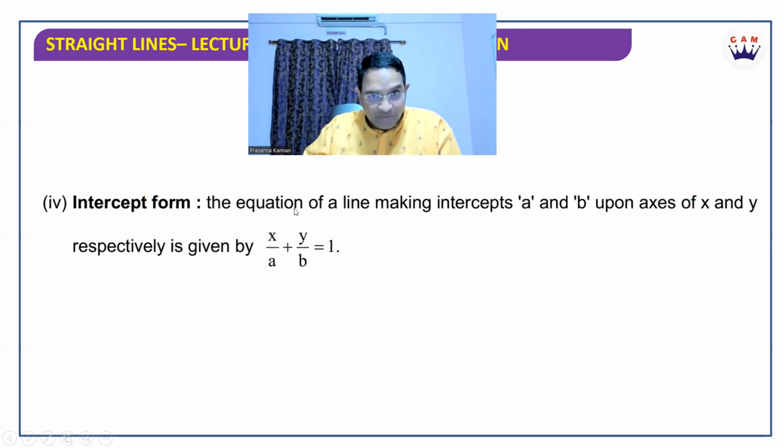This is what I was talking about. Equation of the straight line in intercept form. If a straight line is making x-intercept A and y-intercept B, then the equation of the line is given by x by A plus y by B is equal to 1.